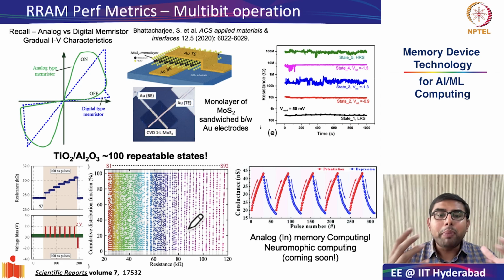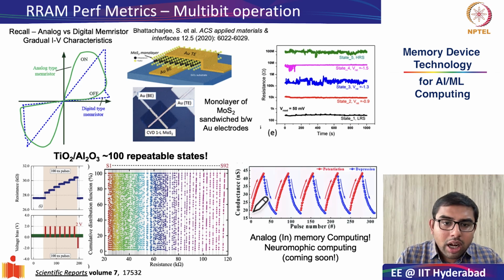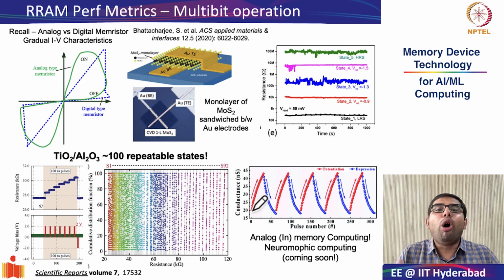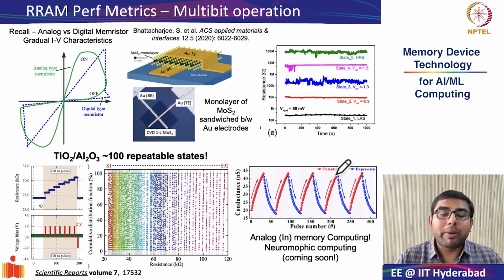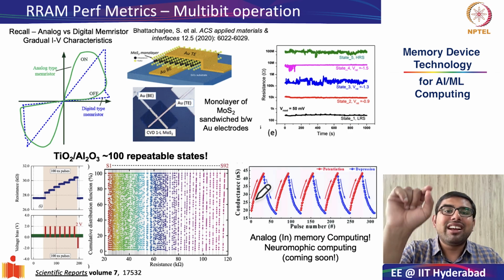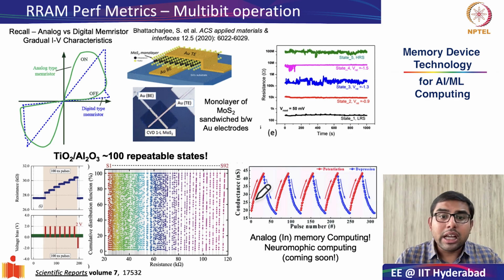And this property of RRAMs, that you can make it behave like almost an analog memory where there is a linear change in resistance, can be accessed by these measurements called potentiation and depression. In potentiation, you apply pulses such that the conductance of your RRAM increases almost linearly with pulses, and you can reset the RRAM by applying pulses of the opposite polarity.